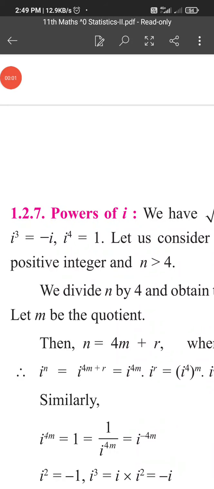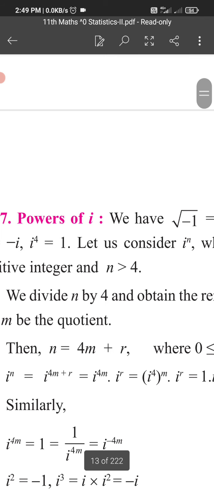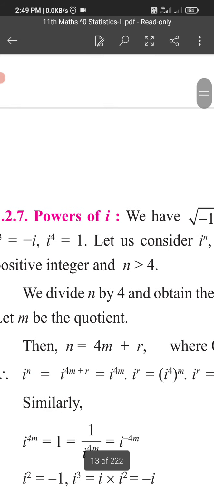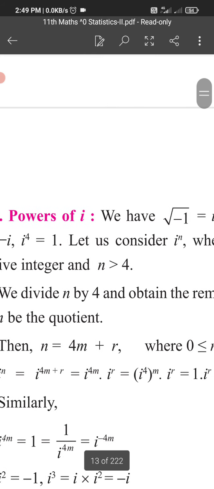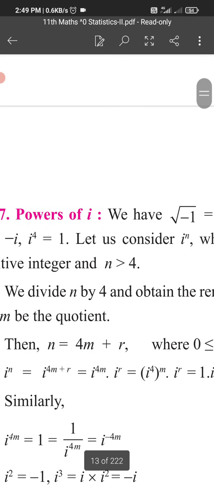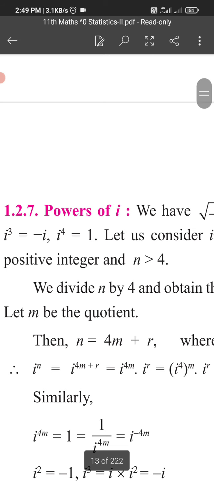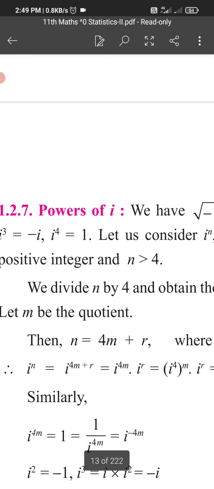Hello, today we are going to continue complex numbers, that is, powers of i. We have root minus 1 is equal to i, i square is equal to minus 1, i cube is equal to minus i, and i raised to 4 is equal to 1.